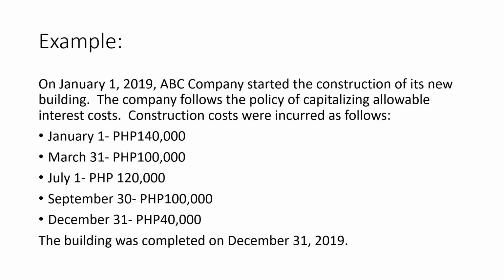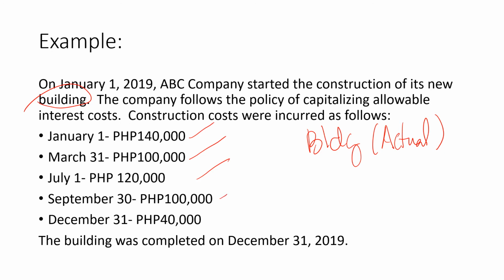Tignan mo yung example. So this is on January 1, 2019. ABC Company started the construction of its new building. So ang qualifying asset natin is yung building. The company follows the policy of capitalizing allowable interest costs kasi we are allowed naman by the IAS. Construction costs were incurred as follows. So ito, yung cost ng building natin. So yung cost ng building, this is actual cost, without borrowing cost. Kasi nga, kukumpitin pa natin yung borrowing cost. So that's 140, 100, 120, 100, 140. So if you add that, ang total cost ng building ko is 500,000.